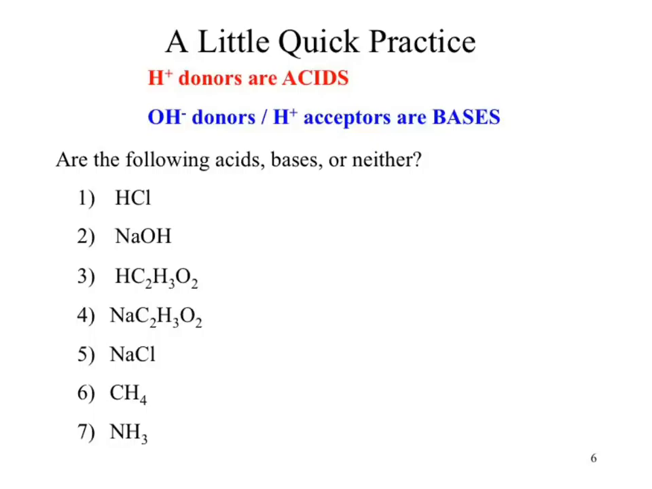So, some other quick practice. We now have some definitions. H+ donors are acids, OH- donors are bases, and H+ acceptors are bases. So label those, and let's see what you guys come up with. Acids, bases, or neither? Next one.